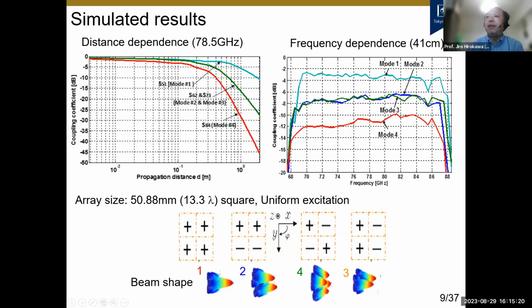The bottom figure shows the beam shape depending on the mode excitations. Mode 1 has a single beam, while mode 2 and mode 3 have two beams. They are separated. And mode 4 has four beams. Other than mode 1, mode 2, mode 3 and mode 4 have a null in the boresight. Please note this.